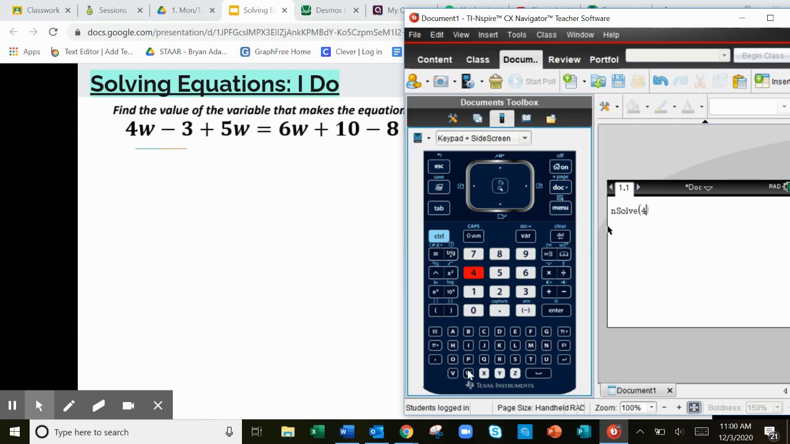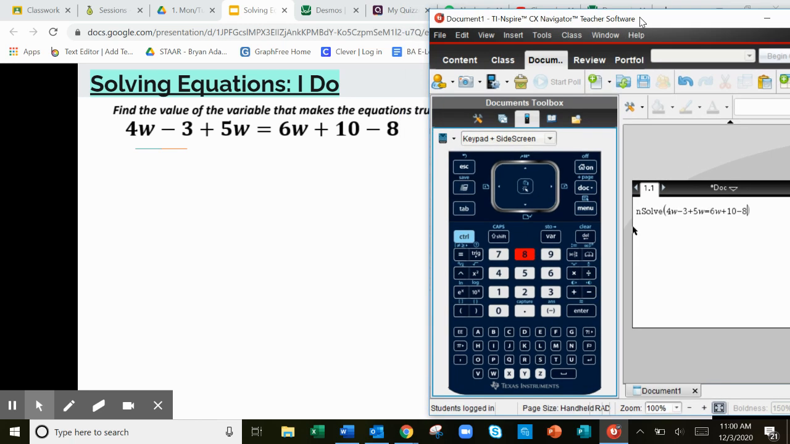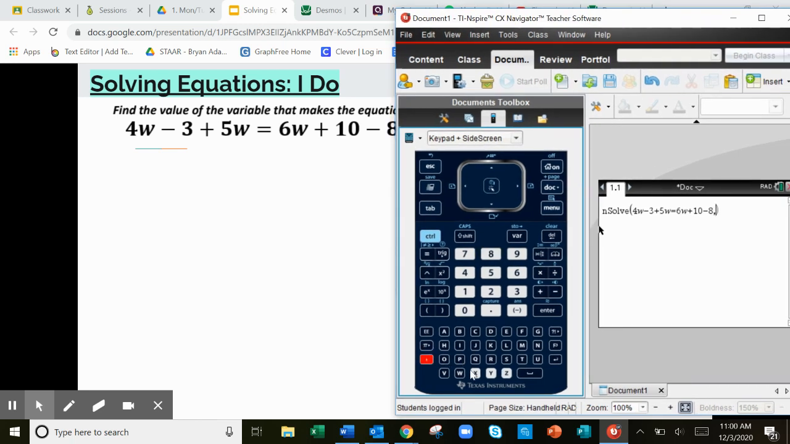So 4w minus 3 plus 5w equals 6w plus 10 minus 8. Let me just make sure that's the last thing. Okay. Then you got to do comma w, then press enter. So it gives you that here.